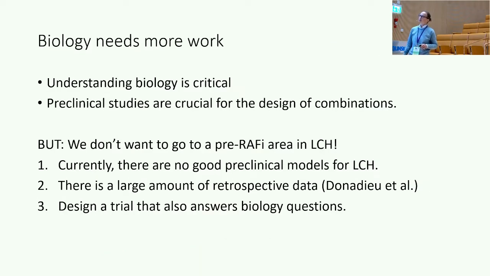Definitely, and I think that's the problem: biology needs more work because we need to understand it so that we can design a trial. We need preclinical studies and preclinical models. We could have better preclinical models at the moment to design combinations. But at the same time, nobody wants to go back to an era before the RAF inhibitors, because it's working. So if we want to design a trial now, and acknowledge that we don't know a lot, we can still draw from the experience we have from a large amount of retrospective data.